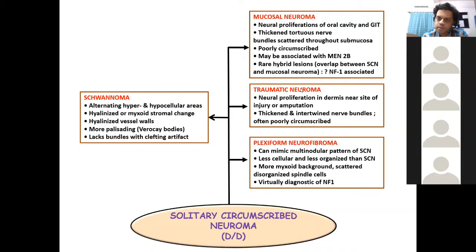Traumatic neuroma. Sometimes there might be a history of trauma over that region, in which case there will be an overgrowth. There will be a reactive overgrowth of these nerve bundles, but even there it will be haphazard. It will not be such a well-organized kind of an entity as in this case.